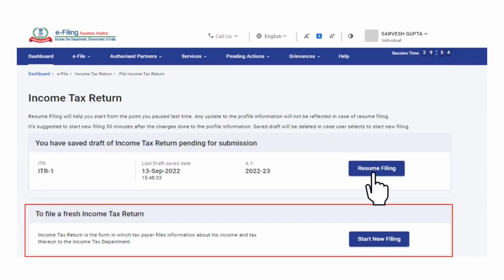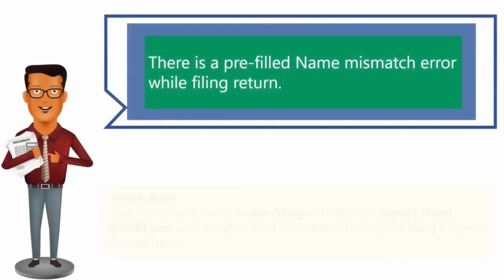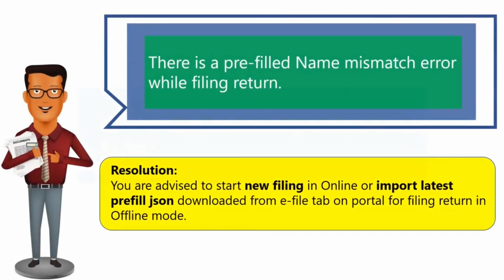One is that you've already saved a draft of income tax return and you can continue with the filing by clicking on resume filing, or you may decide to file a fresh income tax return by clicking on start new filing. If you are facing a pre-filled mismatch error, you are advised to start new filing in the online mode. In case you are using the offline functionality for the purpose of filing your income tax return, you are advised to import the latest pre-filled JSON from e-file tab on the portal for filing income tax return in the offline mode.